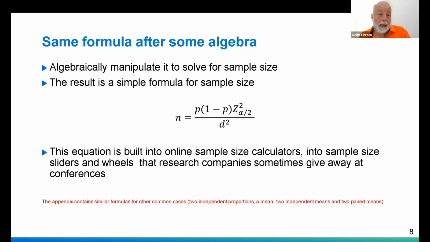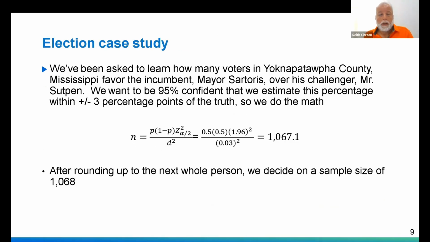There are other common cases: two independent proportions, a case of a mean, two independent means, or two paired means, and we're going to have formulas for all that stuff in the appendix. I'm not going to spend your time showing you more formulas because they all have the same theme about them. But I did want to note that they're in the appendix. So let's talk about a couple of case studies here.